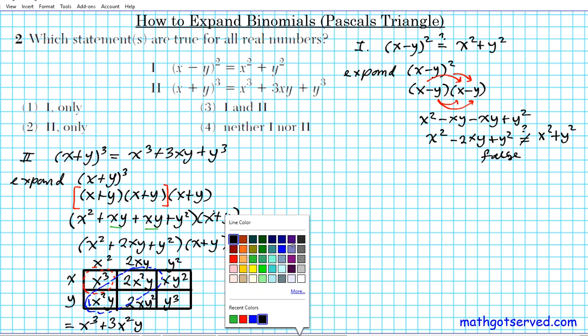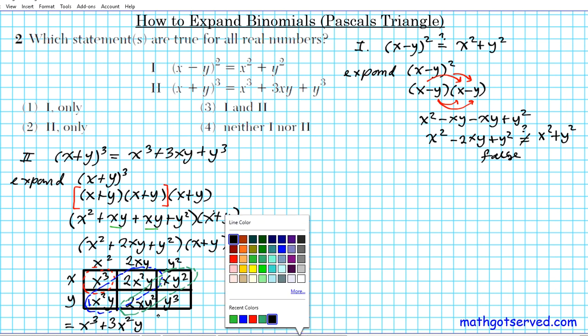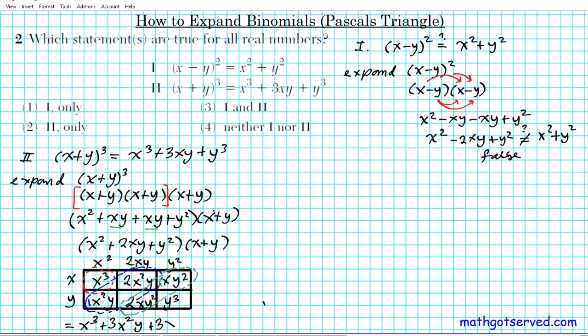And then xy squared and 2xy squared are like terms. I can combine them together too. This also has a coefficient of 1. So 2xy squared and xy squared can be combined to give you positive 3xy squared. And then the last term is y to the third, so plus y to the third. And that's your final answer.